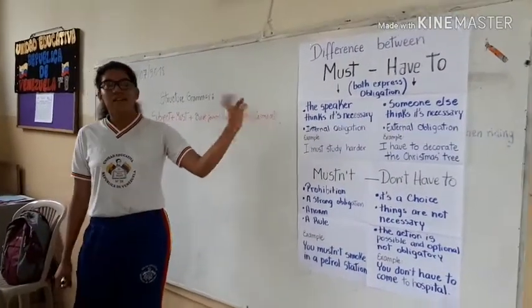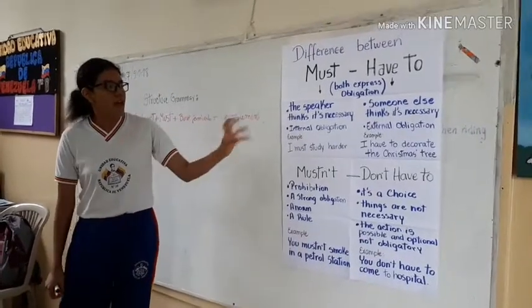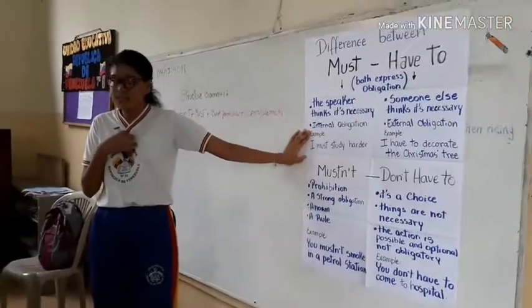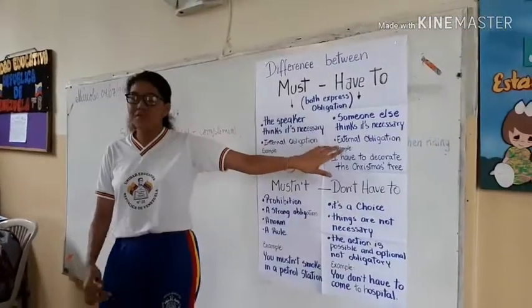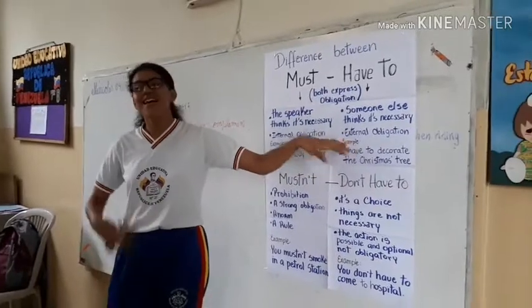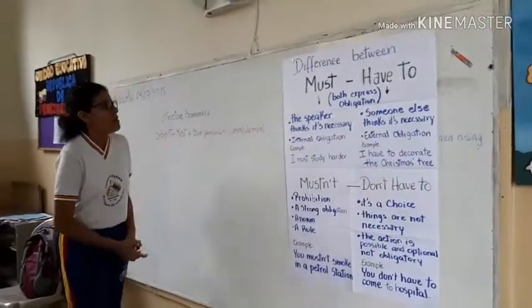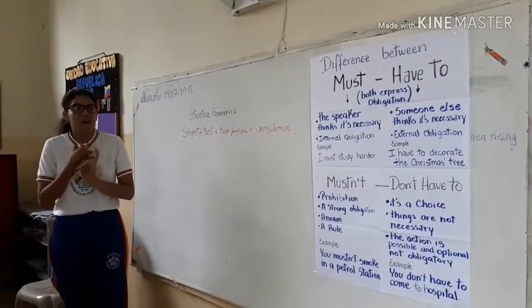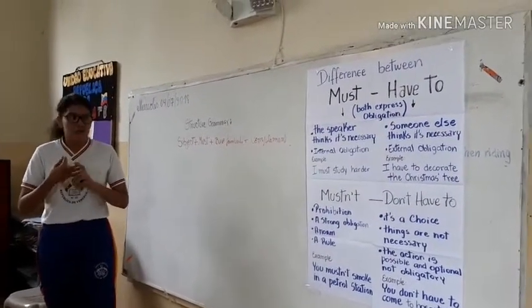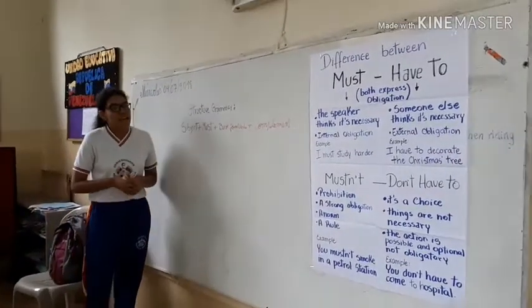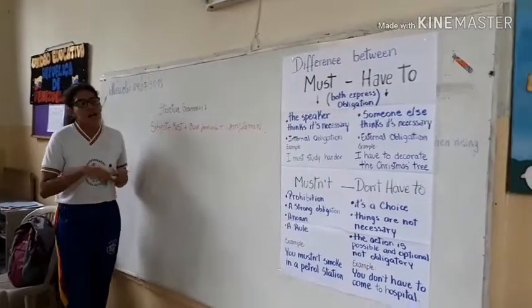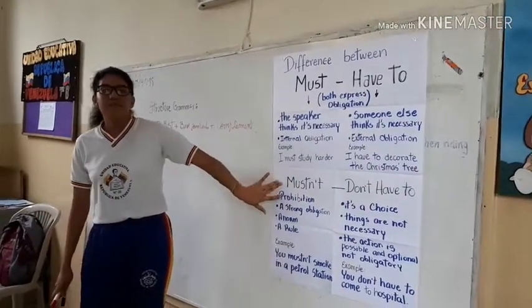But here is the difference between these two. Must is an internal obligation imposed by ourselves. Have to is an external obligation imposed by another person, by a teacher, the government, a law, a rule. And now the negative form of these modal verbs.